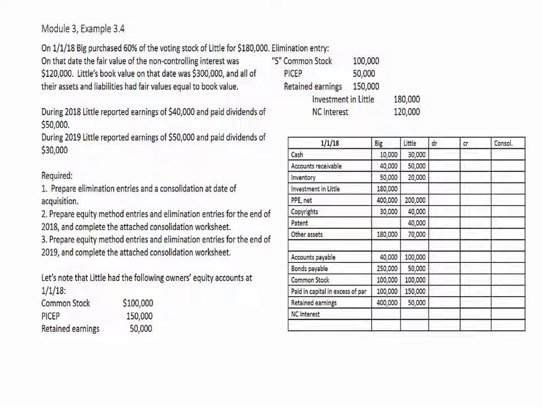Once we do that, we can go ahead and prepare our consolidation at date of acquisition worksheet. All we're doing now is simply posting debits to the debit column, credits to the credit column. So we debit common stock, additional paid in capital, and retained earnings, with corresponding credits to the investment in Little and the non-controlling interest, and then we add across each row in the usual fashion.